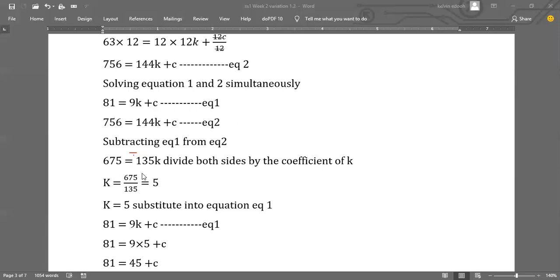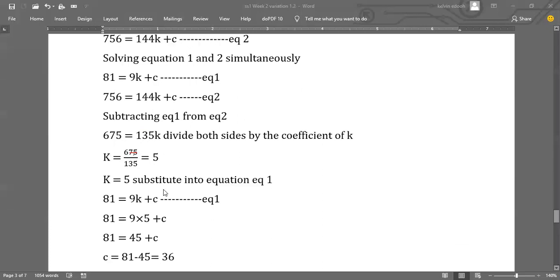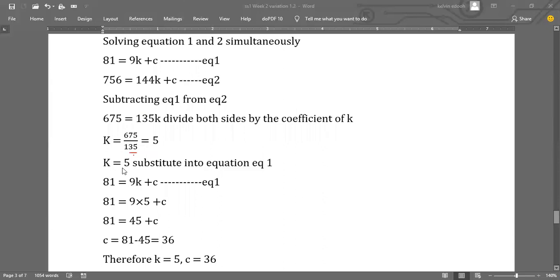So we'll be having 675 equals 135K. Divide both sides by the coefficient of K, which is 135. If you do that, K will be equal to 5. The next thing now is to substitute K into any of the equations. Here I'm using equation 1 because the values are small: you can see 18, 81, 9K. The other is 756. You still get the same result, but sometimes just make life easy for yourself. That's why I choose equation 1.